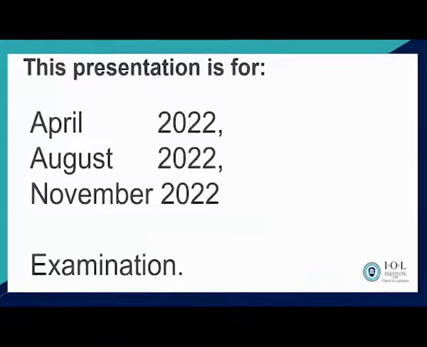This presentation is for which examination? This presentation is for the April, August, and November 2022 examination. What does that mean? It means that we do not have different presentations for different examinations. So whether you are going to take the April examination, the August examination, or the November examination come 2022, this presentation is for you, as long as computer literacy is concerned.